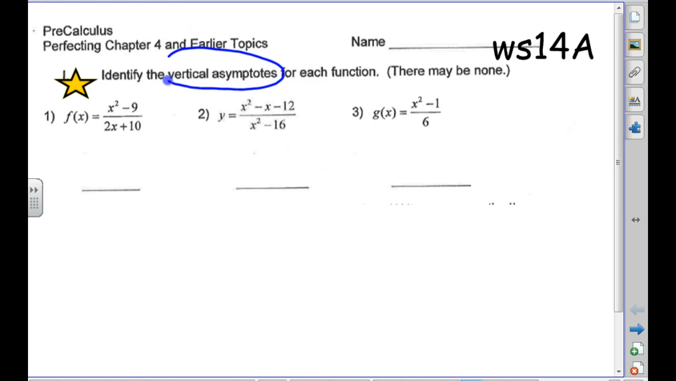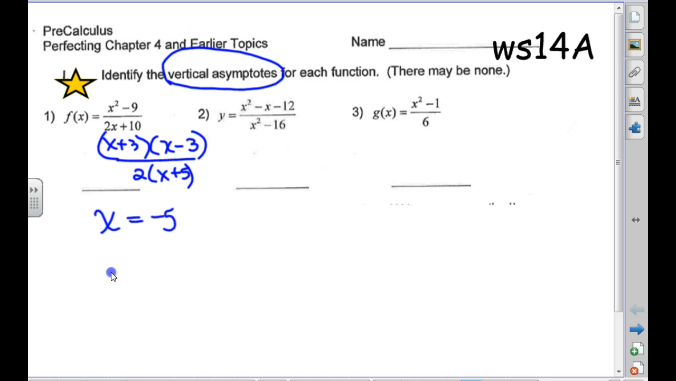How do you find vertical asymptotes? First of all, vertical asymptotes are not at -5. A vertical asymptote is an equation of a line, so it has to say x equals. It is at -5, but it has to say x equals, okay? So if I factor this, anything that makes the denominator 0 becomes a vertical asymptote. So this one has 1 at x equals -5. By the way, the domain would also be x cannot equal -5.